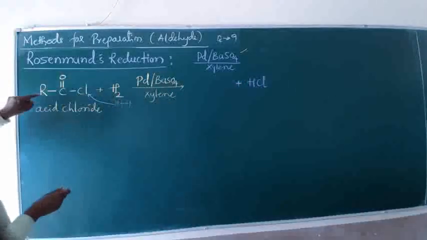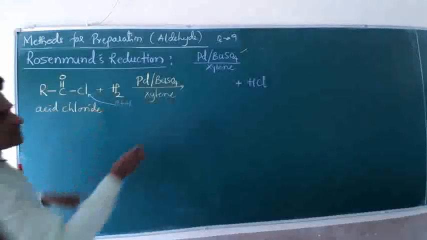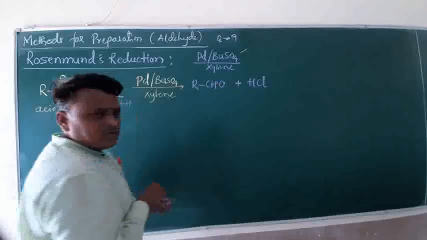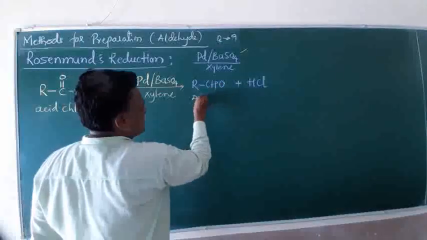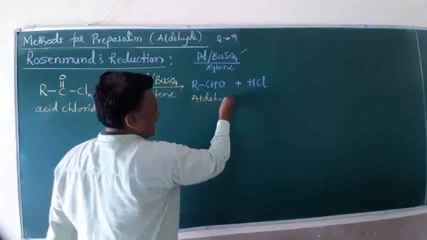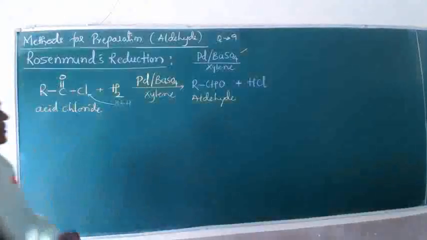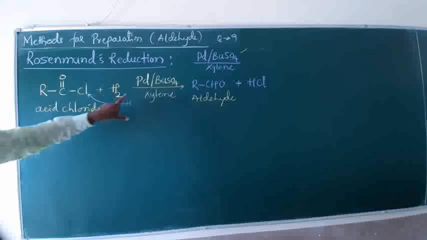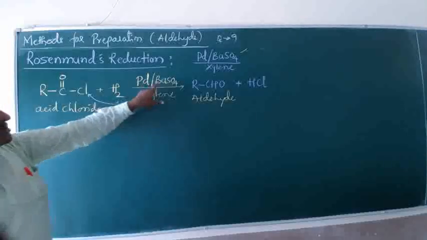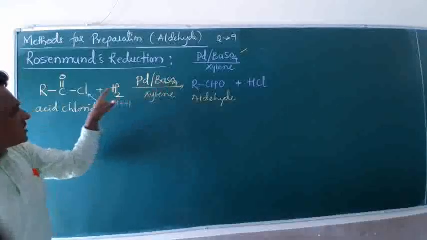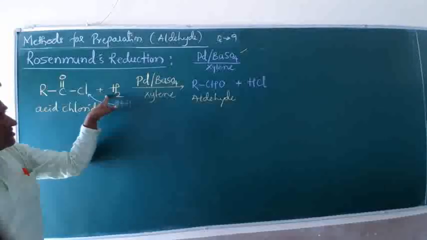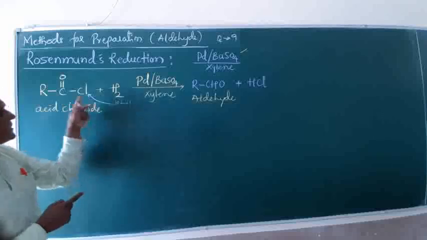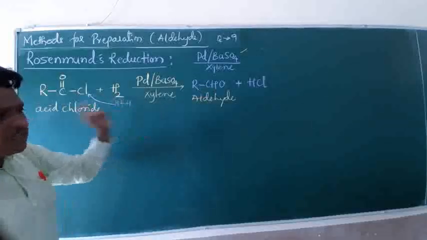What remains here is RCO and 1 H. The product is RCHO. Now our target is finished. This is your aldehyde. I repeat, friends, in the Rosenmund reduction reaction, when acid chloride is treated with palladium in the presence of barium sulfate, it generates molecular hydrogen, which itself undergoes homolysis, with the release of hydrochloric acid and aldehyde.